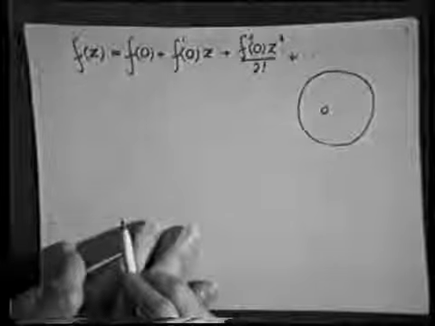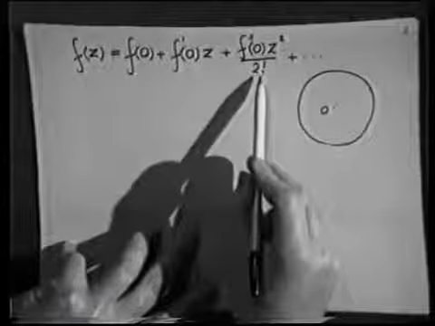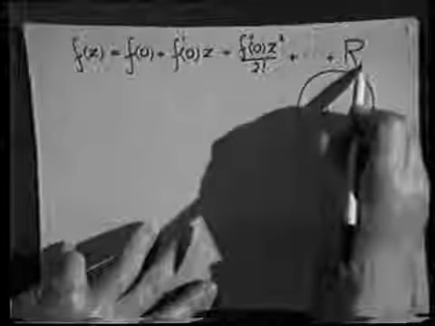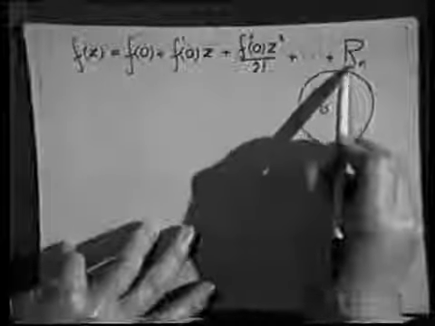Well, if we're going to talk about convergence of a series like this, then it's pretty clear we're going to have to look at a finite sum plus a remainder, and the whole business is to show that the remainder tends to 0.